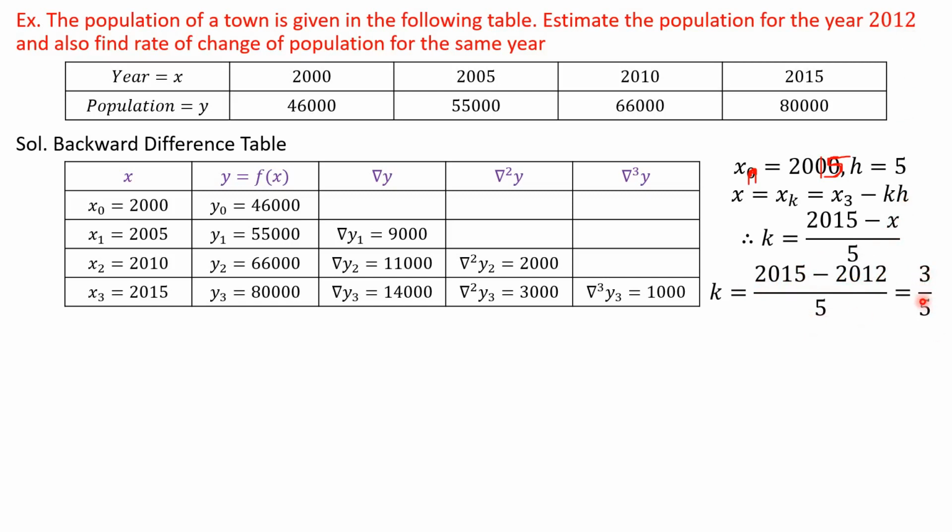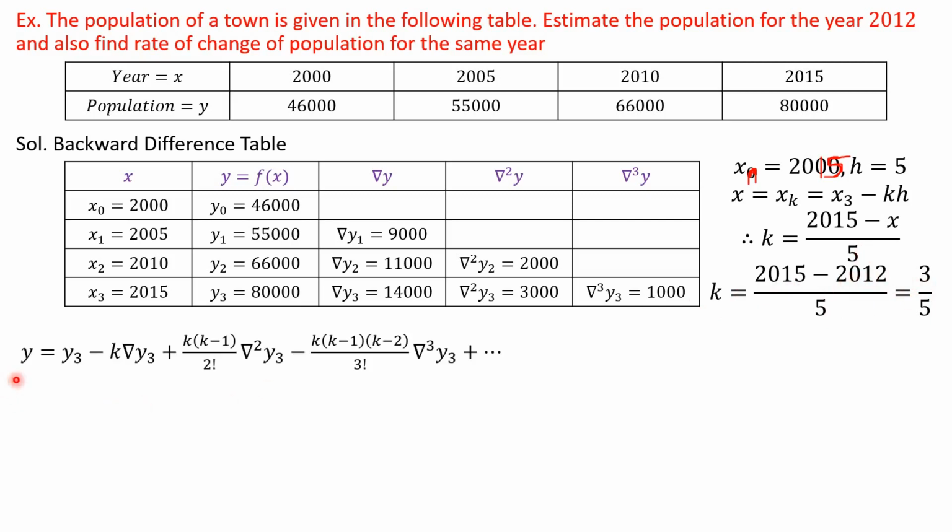So if you take the value of k as 3 by 5, it will directly give us the population at the year 2012. And if we use k as (2015 minus x) upon 5, this will give us a polynomial which can be used to find the value of y at any value of x. So right now we will use the second way. We will directly go for the population at the year 2012.